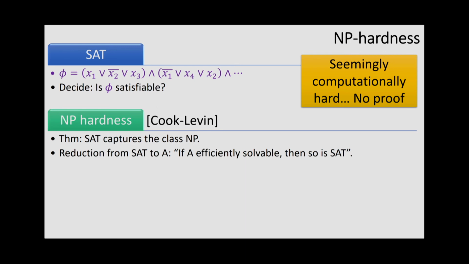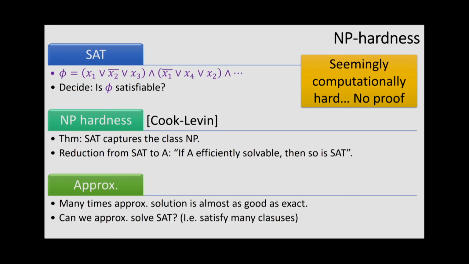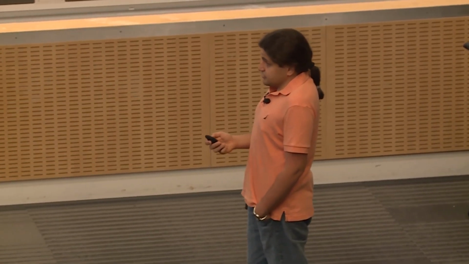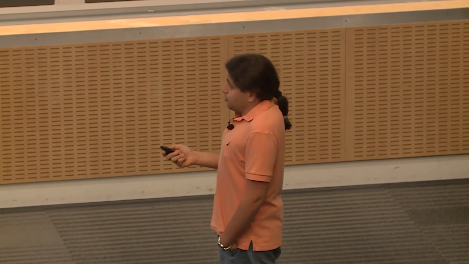And once you have this result, you can start proving that other things are also hard using the notion of reductions. By now we have a pretty good understanding of the picture. But this is really only a very simple question, so you can ask for a more refined question. Many times, if I find an assignment that satisfies almost all of the clauses, maybe not all of them, then this is sometimes as good as finding a satisfying assignment. So can we do that? Can we solve SAT approximately?